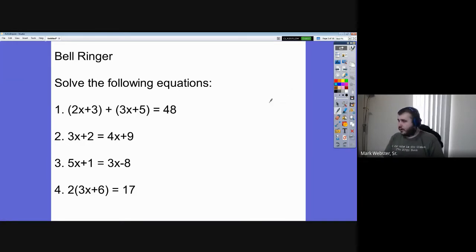All righty, let's do this last one. And if my screen goes clear again, let me know, okay? So we have 2 times the quantity 3x plus 6 equals 17. And so when we've got a number like this out here, we're going to do the distributive property, right?